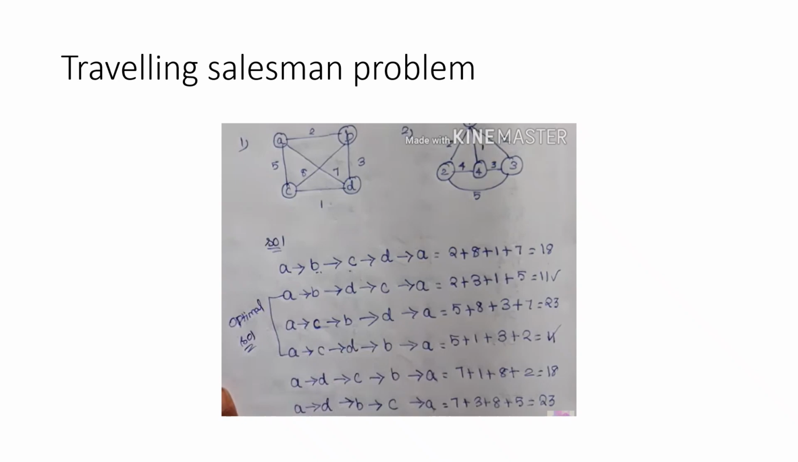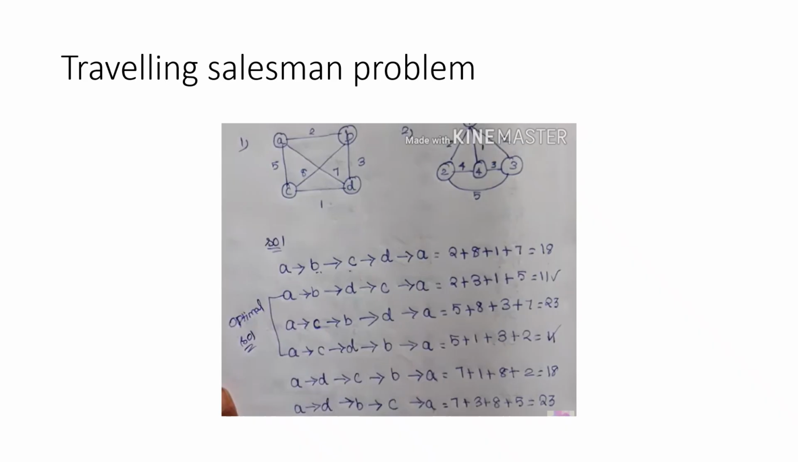Now we want to check which is the minimal value of the path cost. Here we got the minimum value in the combination of A to B and the combination of A to C. So we can achieve two directions of the minimum path cost, 11 and 11. A to B, B to D, then D to C, and then C to A, and A to C, D to B, and then B to A as the other direction of the path cost.